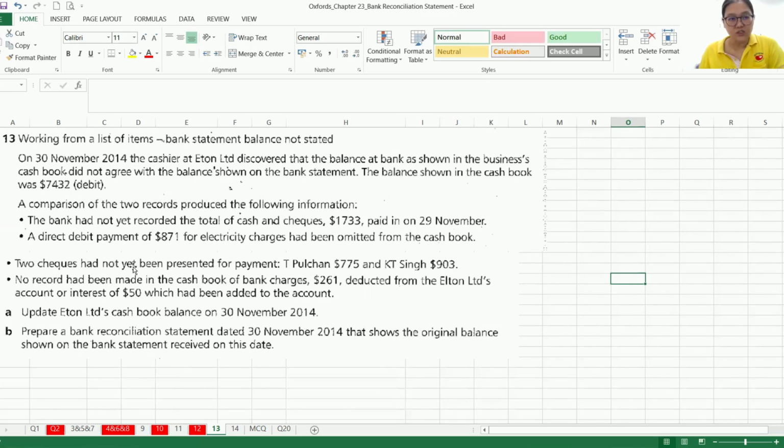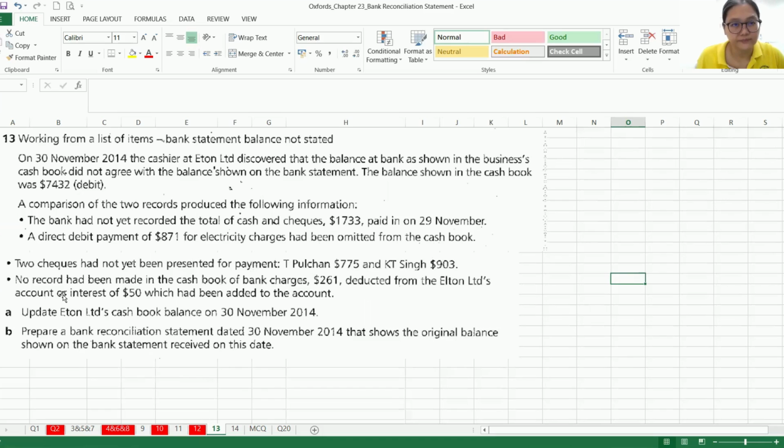Next, two cheques have not yet been presented for payment. The cash book has already paid out, meaning it is already deducted on the credit side, but the bank statement has not put it into the debit side.